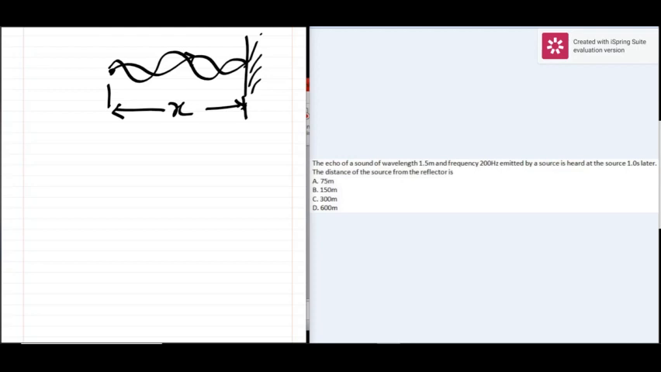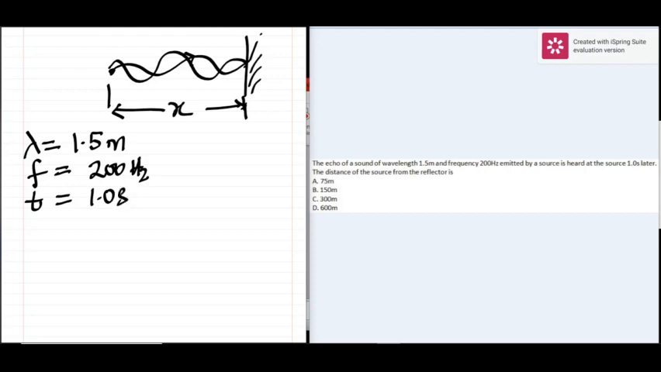Here we have the wavelength is given to us, which is 1.5 meters, and the frequency of the wave is 200 Hz. The time to reflect to and fro is 1.0 seconds. And in the question, we are asked to find the distance from the source to where it's been reflected, the plane surface. That will be x, which we don't know.